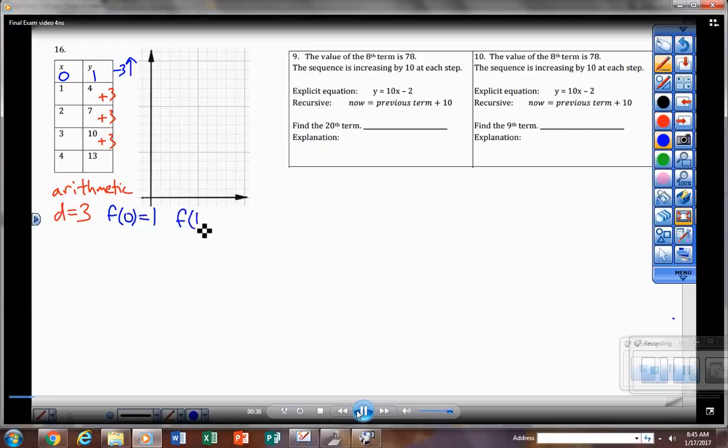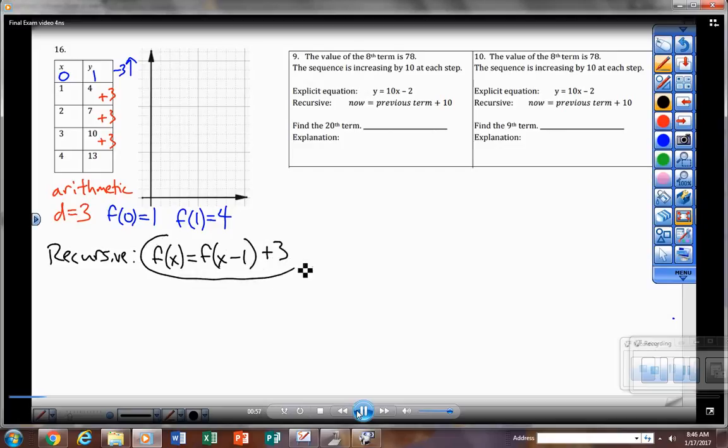Also today we're going to be finding the explicit using the first term, which is 4. And I'm going to show you both and how they both give you the same equation. The recursive, of course, is just taking f(x) equals f(x minus 1) and adding 3. That is recursive.